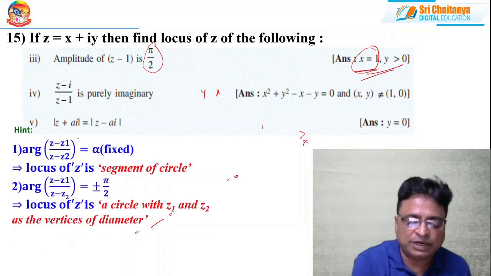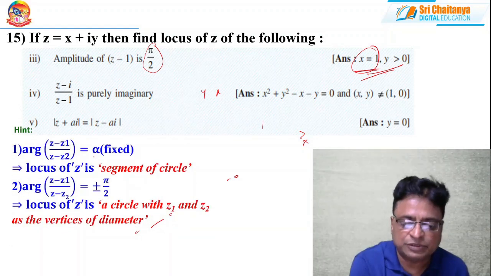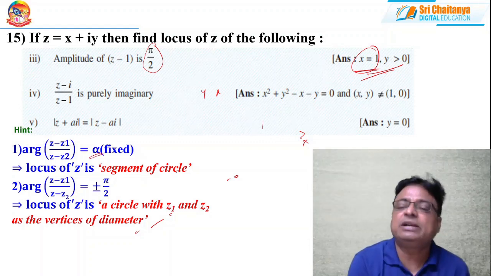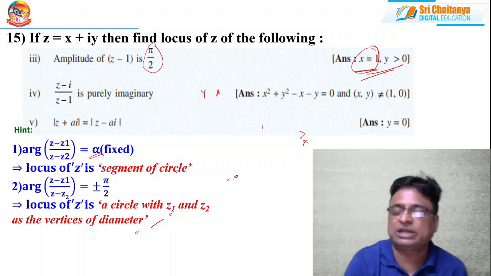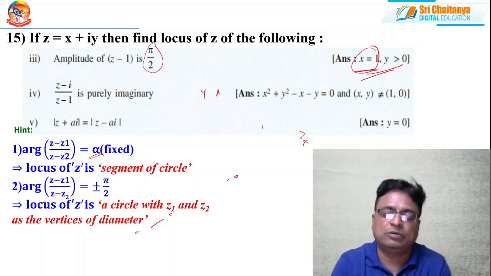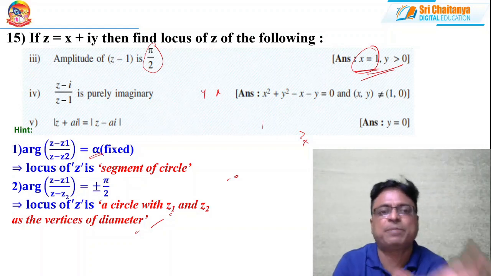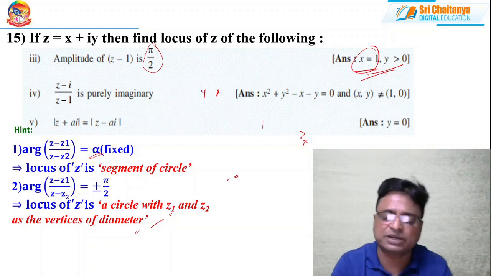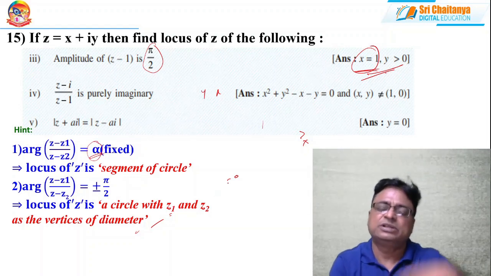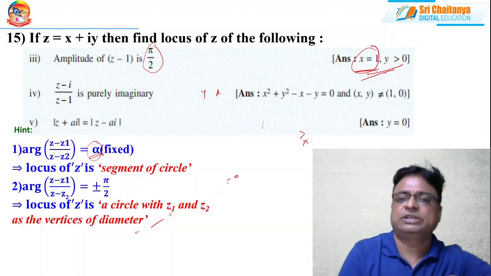So if argument of (z minus z1) by (z minus z2) is equal to alpha, the locus of z is a what? A segment of the circle, not the full circle. In general, everybody says that the locus is a circle. No, that is wrong. The locus is a segment of the circle, that means the upper part or the lower part. Which part is decided by alpha. If it is positive, then it is the upper part. If it is negative, then it will be the lower part.